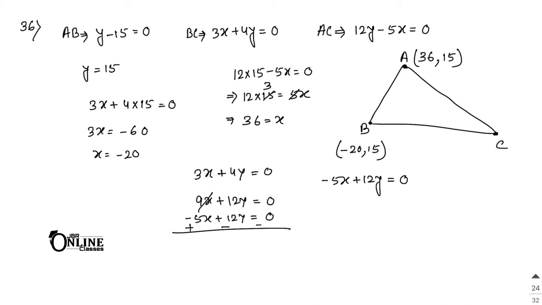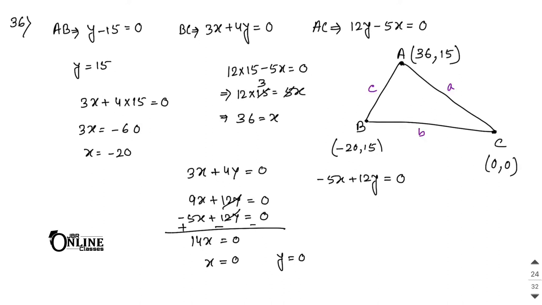So this one cancels out. Now 9 and 5, it's 14x equals 0. That means x equals 0. So as x equals 0, then definitely y is also 0. So the coordinate of C is 0, 0. Now as you know all the vertices of this triangle, the next thing is you have to find out the length of each and every side.